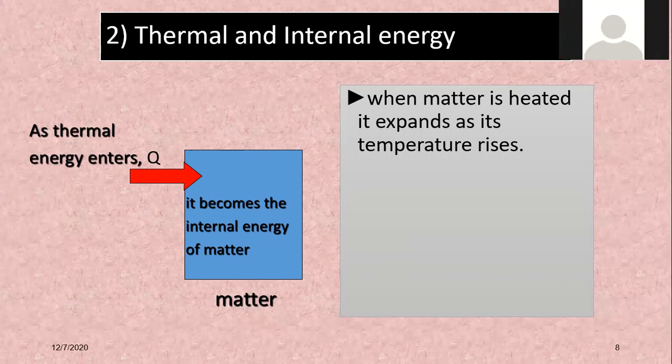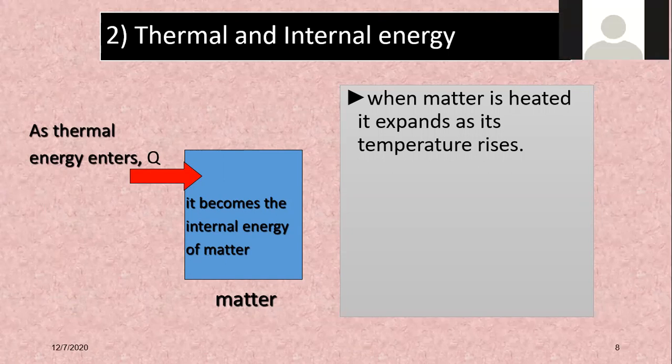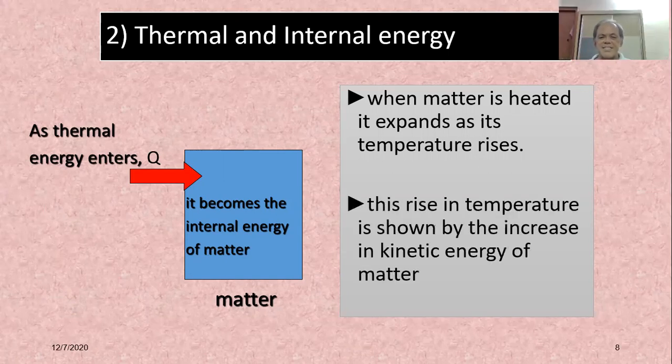What I'm trying to say is, like the teacher said, thermal energy entering, right? Thermal energy is just the energy that flows because of a difference in temperature. When it enters matter, it becomes internal energy. So we know that when matter is heated, it expands as its temperature rises. The rise in temperature is shown by the increase in internal energy of the matter.